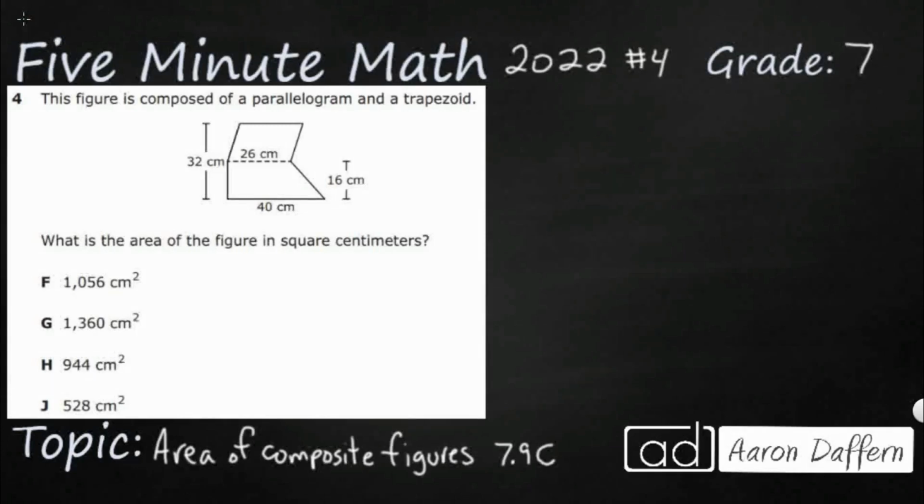Today we are looking at the 7th grade concept of the area of composite figures. This is standard 7.9C in the great state of Texas, and we are using item number 4 off the 2022 released STAAR test. If you have not done so already, please go ahead and take a moment to pause the video, work this problem out on your own, unpause it, and we will look at our answers together.